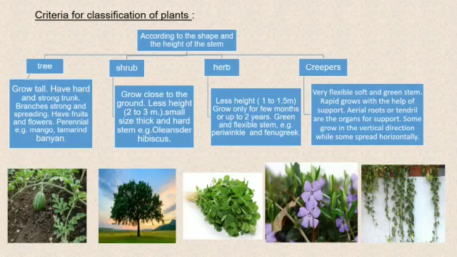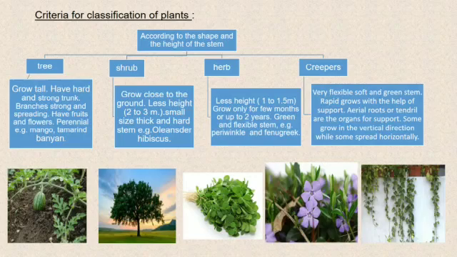Third one, herbs. Herbs grow 1 to 1.5 meter tall. The stem of herbs is green and unique, flexible as compared to those of trees and bushes. Herbs may live for a few months or up to 2 years.